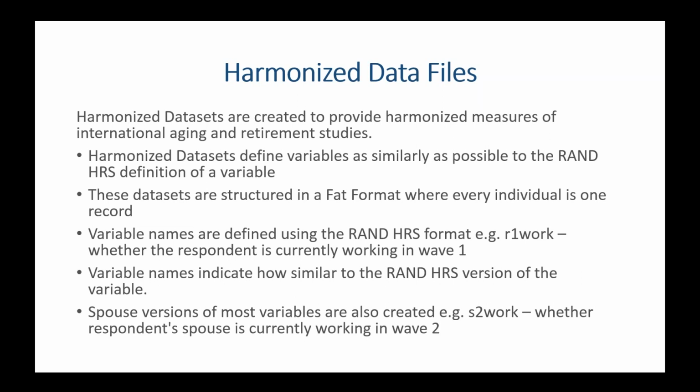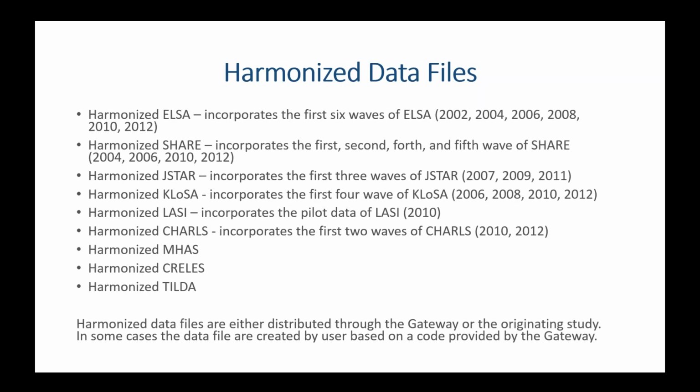Also, one of the hallmarks of the RAND-HRS is that spouse versions are included. Even though both respondents and spouses are answered, because it's in fat format where every individual is one record, we have all the different years the respondent answered in that one record, but we also have all the respondent's spouse's answers from all of those years. So we've already done some of that spouse matching if you're interested in looking at family effects. We have spouse variables which start with an S, and a variable like S2WORK is whether the respondent's spouse is currently working in wave 2.